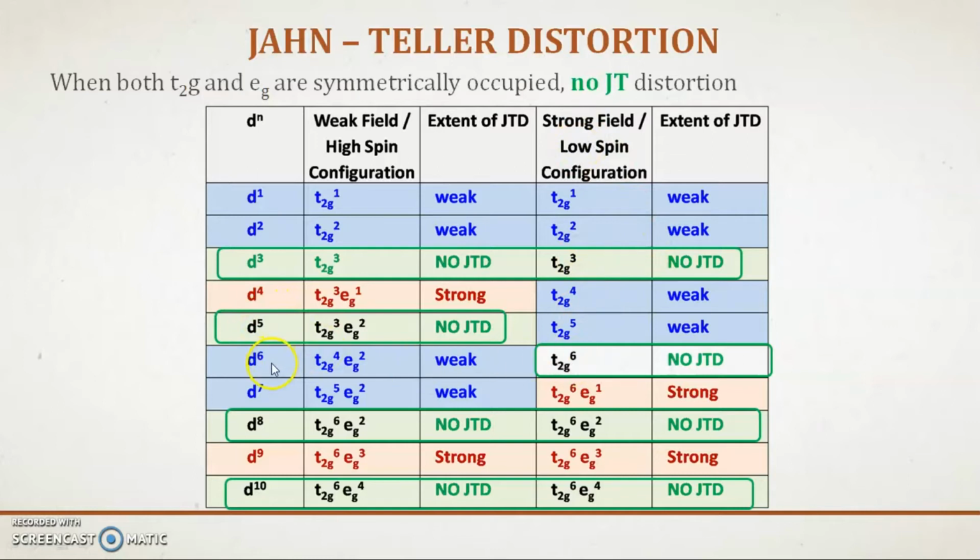So here we see that there is an equal distribution of electrons in the overall cation because t2g is also symmetrically occupied. Here also t2g eg is symmetrically occupied. Here t2g6 is symmetrically occupied. Now here also t2g6 eg2 and t2g6 eg4. Which means that overall there is an equal distribution of electrons over the cation. So that means there is not going to be any Jahn-Teller distortion.